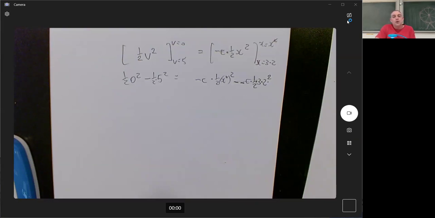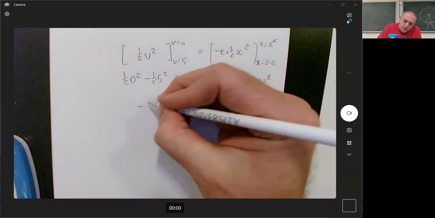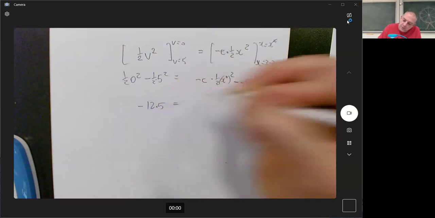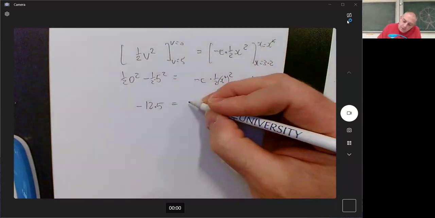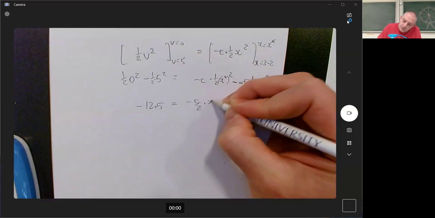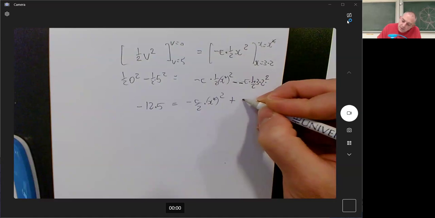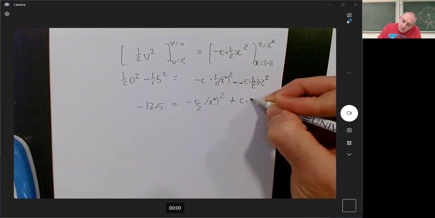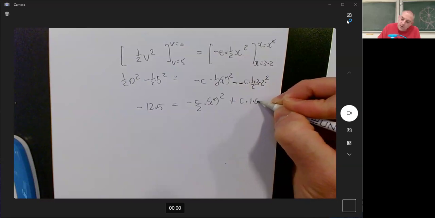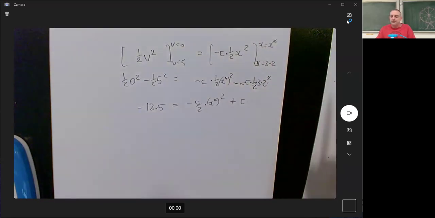I'm only slightly uncomfortable with doing it this way because the way that this moves might cause there to be more than one place where x will work, but I guess there'll be two solutions because I've got an x squared, so that's okay. So we've got minus 12.5 is minus c on 2 times x star squared plus c times 1.6. Oh no, 3.2 squared. Oh gosh, that's what calculators are for.